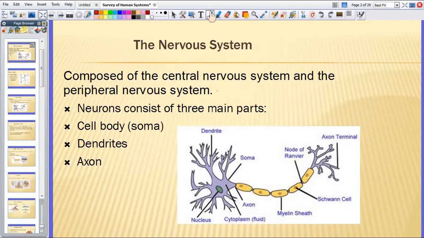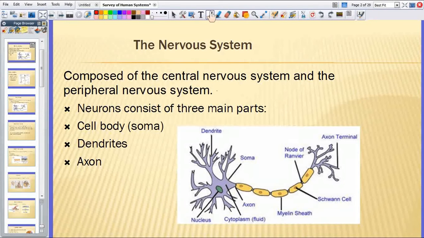The nervous system is composed of the central nervous system, which is the brain and the spinal cord, and the peripheral nervous system, which are all the nerves of the rest of the body. The brain, of course, is the control center, so it interprets information that comes in and makes decisions on that information. The spinal cord is the transfer. It takes the information from the peripheral nervous system, from all the nerves in the rest of the body, and sends it to the brain. When the brain has interpreted it and made its decision, it will send it back out through the spinal cord, and then the body responds.